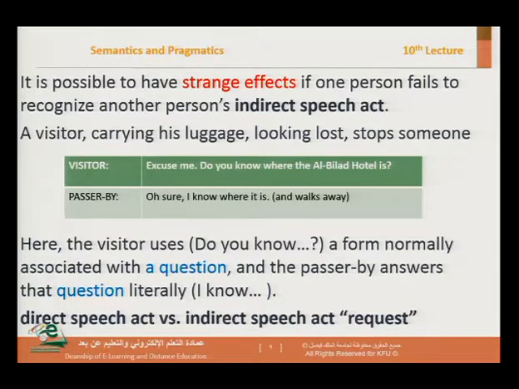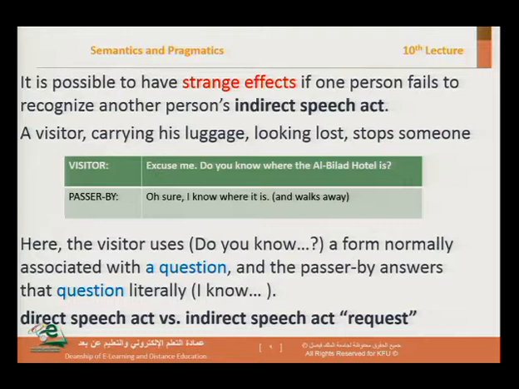That person, the visitor, would be like, what's the point? I asked you, do you know where Al-Bilad Hotel is? What seems to be a question is not actually a question, but a request. It's not direct speech, it's indirect speech. Because this passing-by person did not understand the intended meaning of the visitor, he could not have a successful conversation. He just walked away, and the poor visitor is still looking lost, carrying his baggage and wandering around, right? He's not at the hotel yet. He still needs to ask maybe someone else.